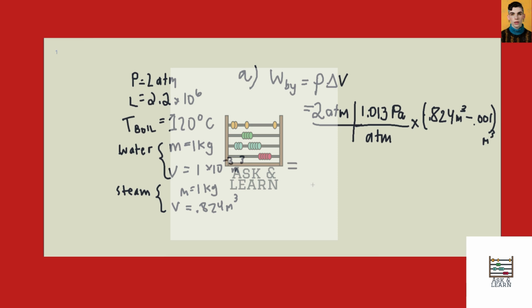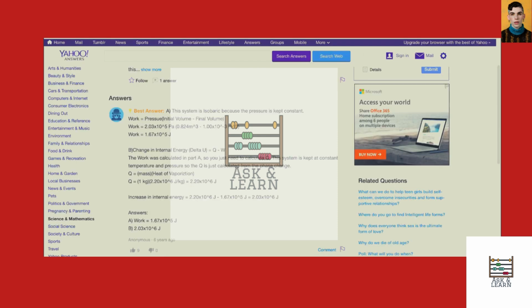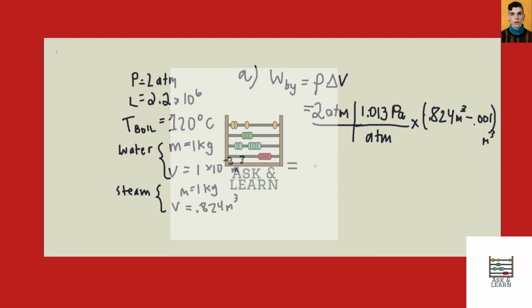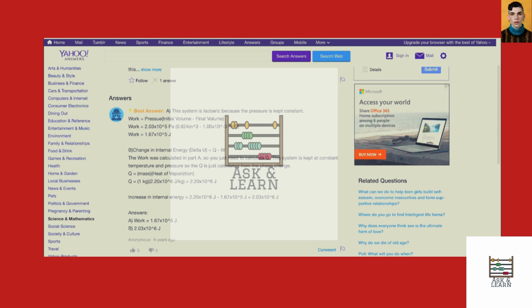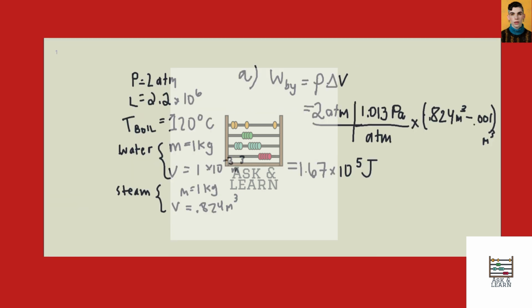Great. So now we just need to compute that. And if you plug that into a calculator, you obtain that the work is 1.67 times 10 to the 5 joules.